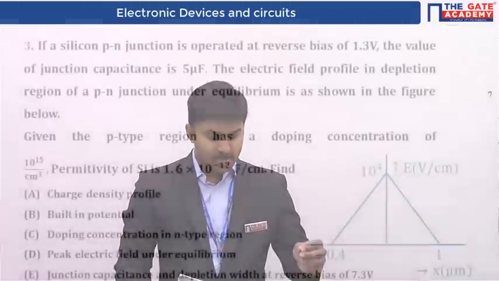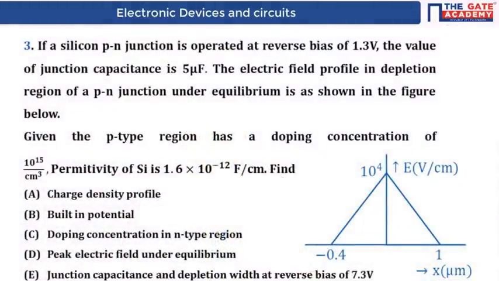Now let us discuss the third question. First of all, let me read the question. If a silicon PN junction is operated at a reverse bias of 1.3 volts, the value of the junction capacitance is 5 microfarads. The electric field profile in the depletion region of the PN junction under equilibrium is shown in the figure below. Given the p-type region has a doping concentration of 10 power 15 per centimeter cube, the permittivity of silicon is 10 power minus 12 farad per centimeter.